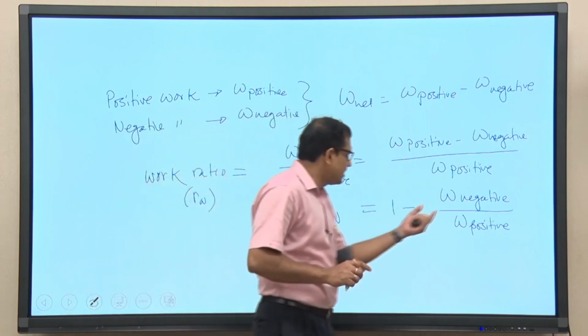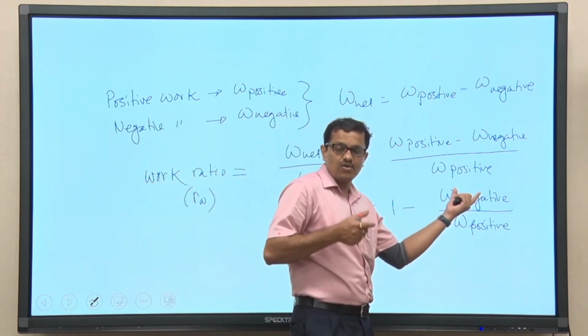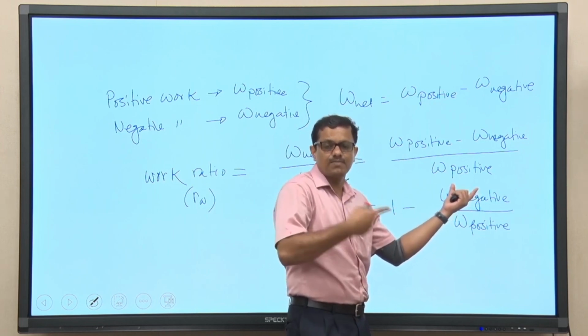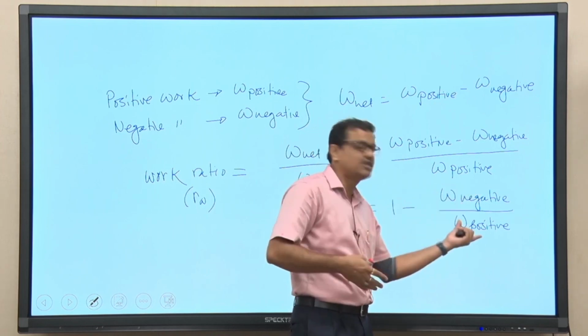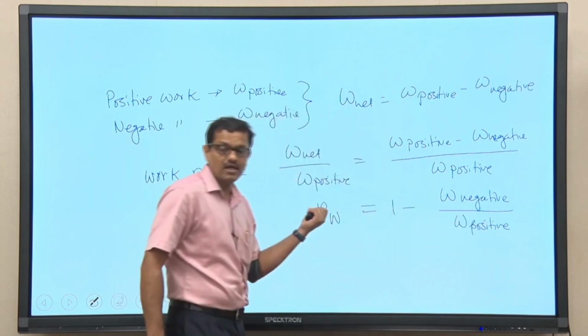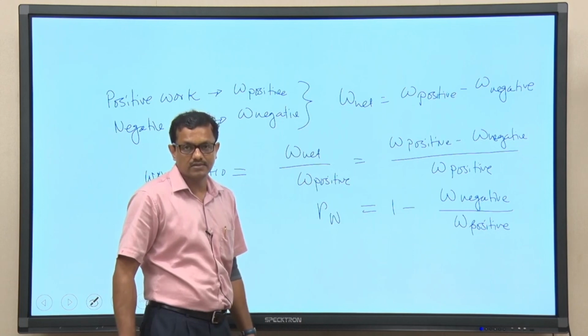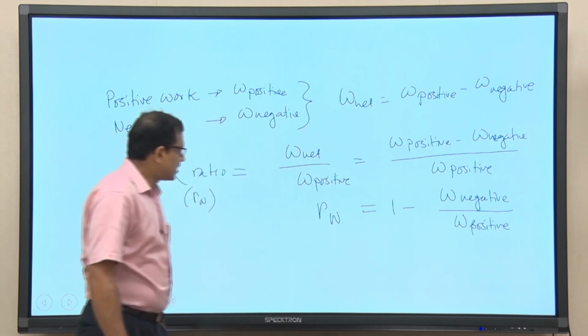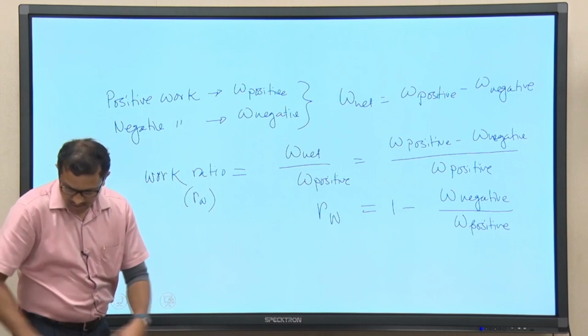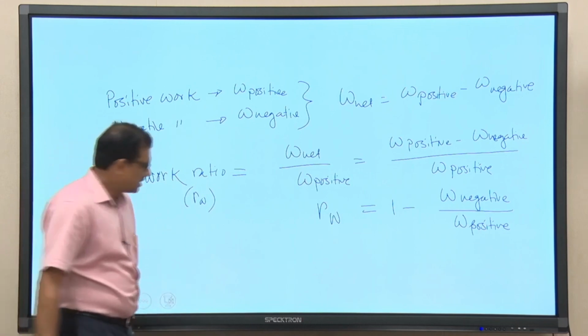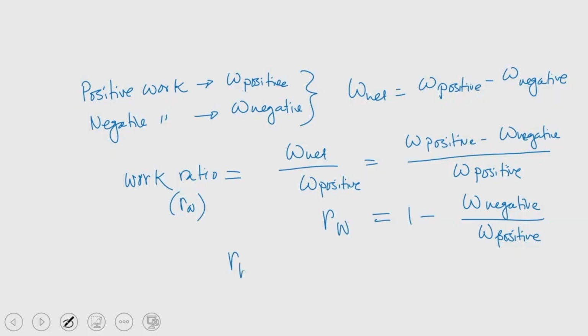So, this is very important: if the negative work, that means the work required to be supplied for the operation of the pump, is a significant fraction of the positive work, then RW will be less and thermal efficiency of the plant will be less. And you know that the negative work is also referred to as back work, and this back work ratio RBW is W negative by W positive. So, this is called back work ratio.